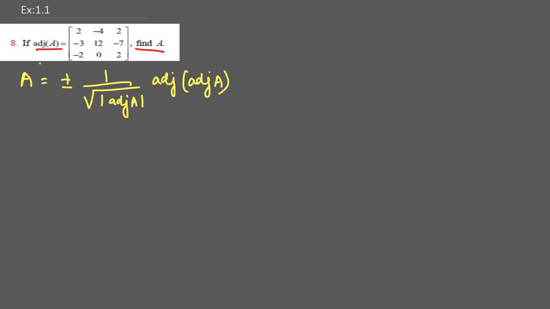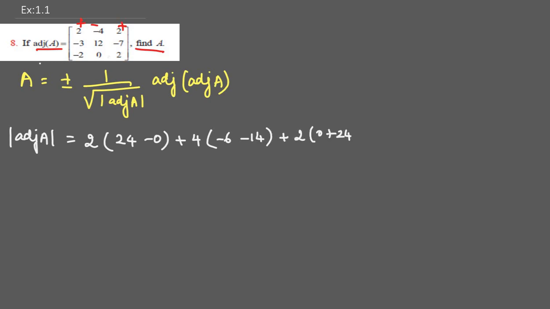Adjoint of A is given. For that, we are going to find what is adjoint of A. For this, first, let us find what is the determinant of the given adj A. So, we are going to expand along the first row, taking plus minus plus sign. 2 into 24 minus 0, minus of minus 4 plus 4 into minus 6 minus 14 plus 2 into 0 plus 24. This is equal to 48 minus 6 minus 14 minus 20 into 4 minus 18 plus 48. 96 minus 18 is equal to 16.